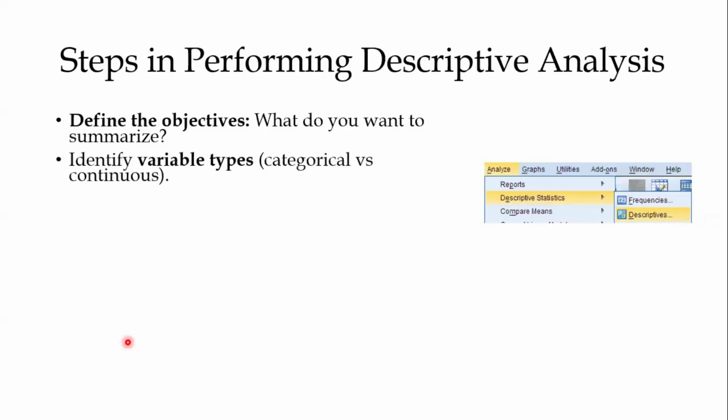Number two, in whatever you want to summarize, identify the variable types and subsequently the types of data that you'll be handling.